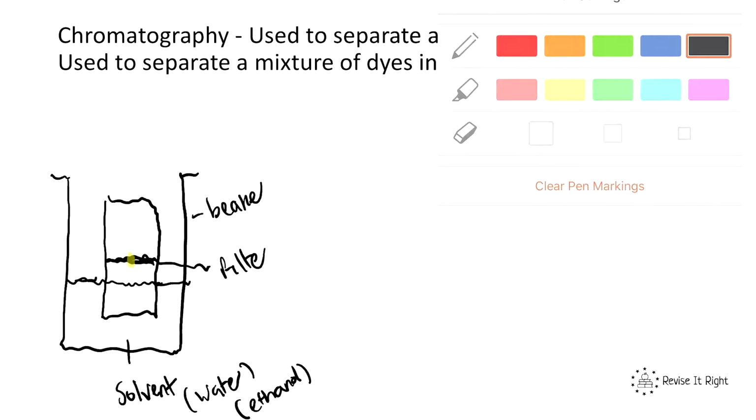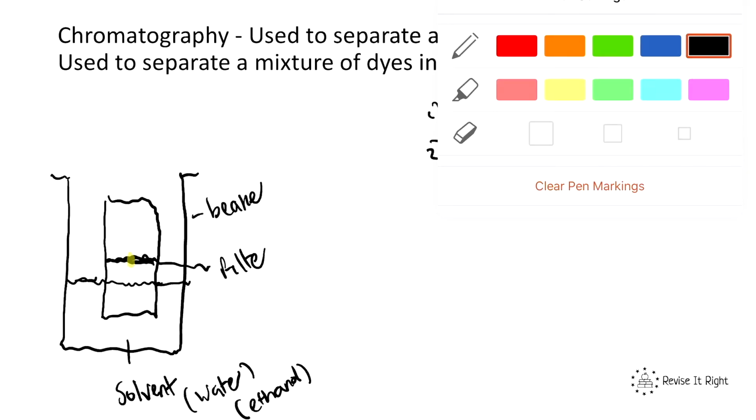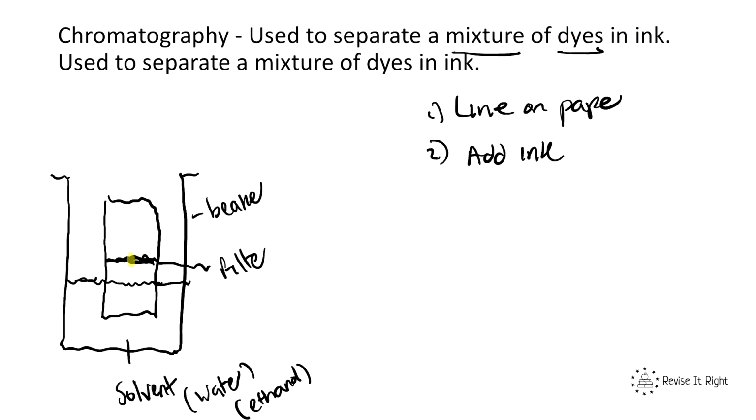Okay, so what we did in step 1 was we drew a line on the paper, and in step 2 we added our ink, or a spot of ink, to that line. Okay, and as I said, you want to then place that into a solvent in a beaker. And I did say, remember, that this can mostly be water, but it could also be ethanol as well. And as I also said, and I'll make sure I say it again, do make sure the ink is not touching the solvent. So make sure that line and the ink is not touching your water.